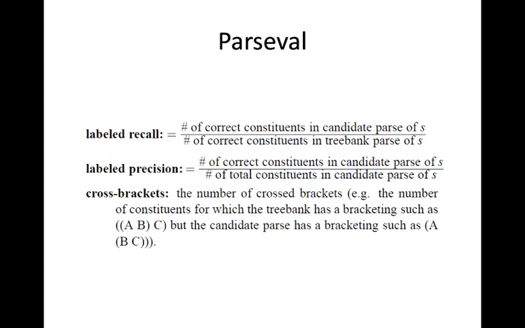There's also cross brackets, the number of constituents for which the Treebank has the bracketing like A, B, C, A and B together, and then C. But the candidate parse has A, then B and C together. So you have a constituent that's right at the top, but you're switching the position of the bracketing down below. And that's cross bracketing. We'll talk mostly about recall and precision.